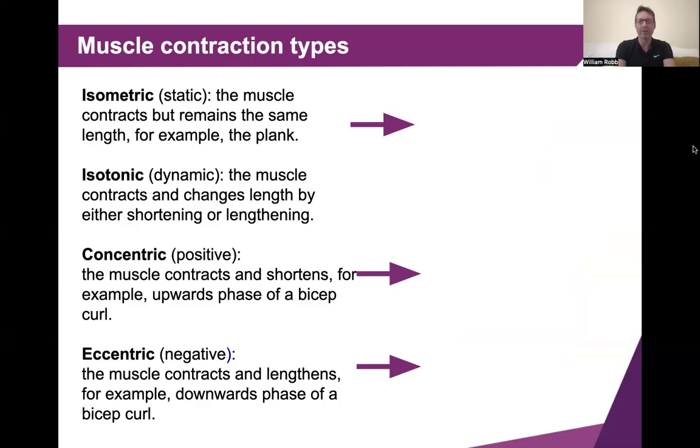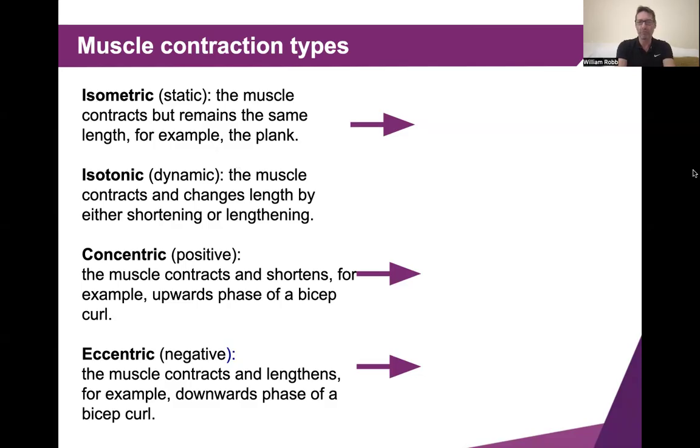Looking at isometric first, it is a static contraction of the muscle. The muscle contracts but remains the same length. So for example, if you're doing a static squat against the wall, you're getting your client to stay in one position. The muscles are contracted, but they remain the same length. That would be an isometric contraction. For this example here, the plank would follow the same principles.